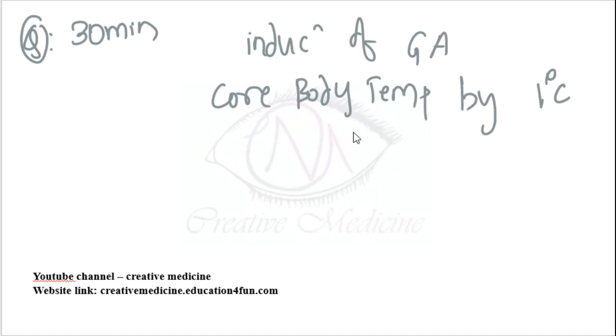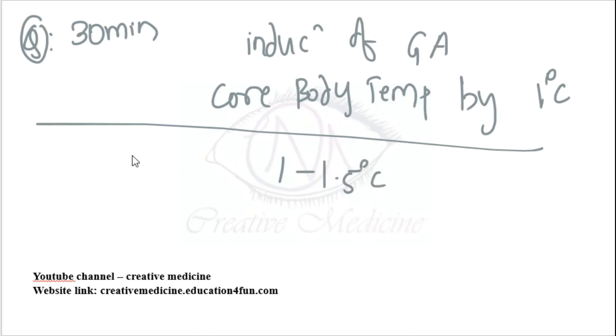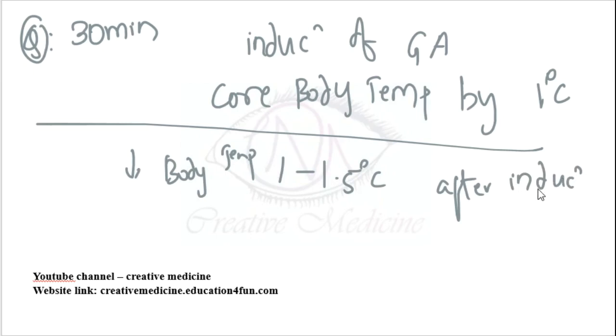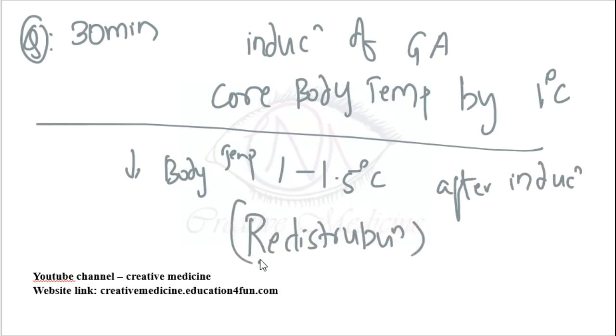Okay. On average, the core body temperature will decrease by 1 to 1.5 degrees Celsius after induction of general anesthesia. This initial drop in core body temperature is mainly due to the redistribution that occurs from the vasodilating properties of many anesthetics. Temperature may continue to drop due to heat loss via conduction, convection, or evaporation, but this first 1 to 1.5 degree drop is due to redistribution.